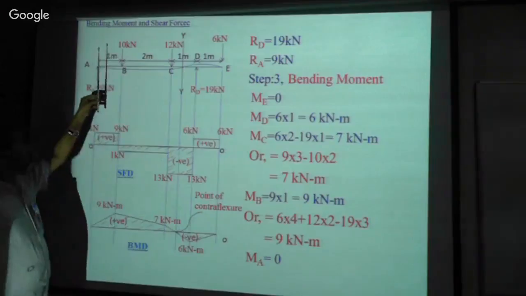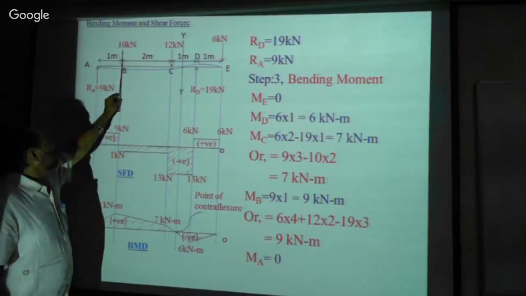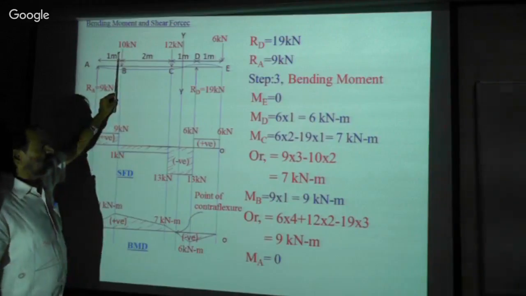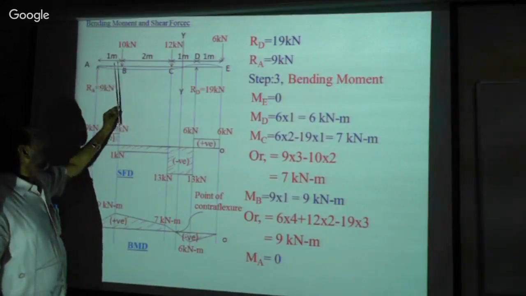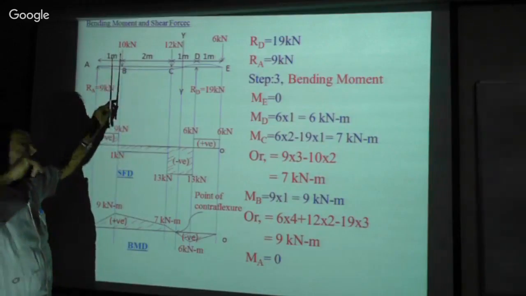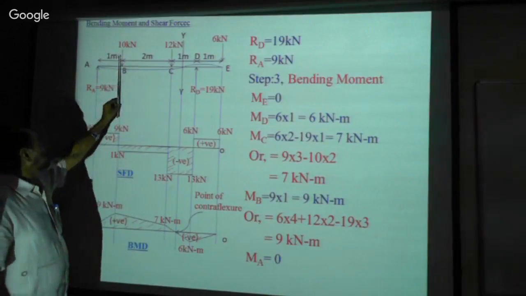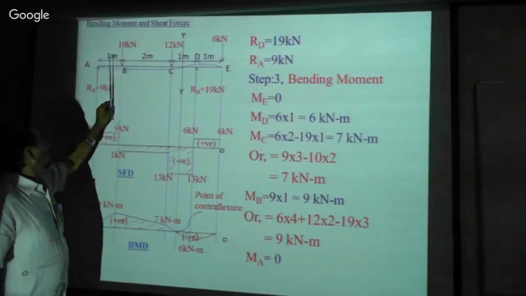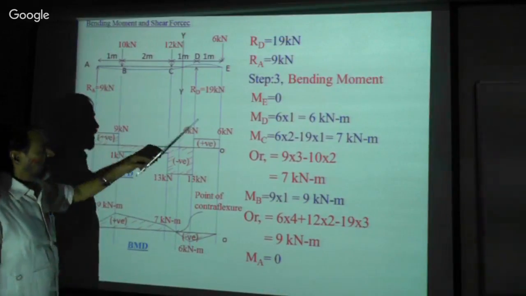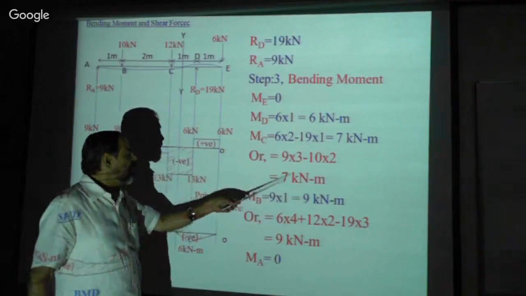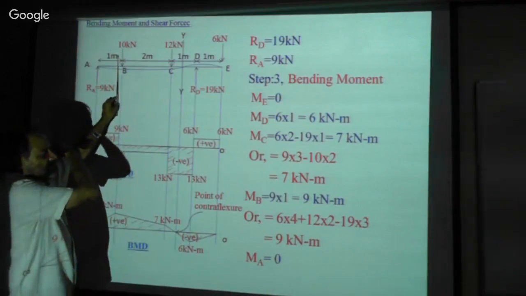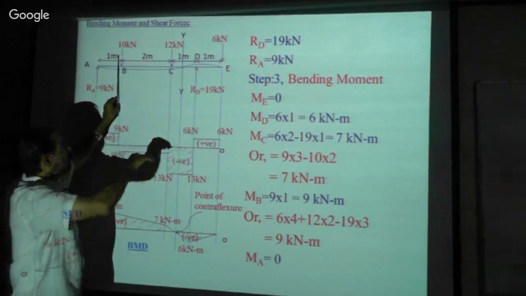Now, similarly, if you calculate the bending moment at this point, at B, very simple. Let us consider the left hand side. We will make it more simple because we will reduce the calculation burden. Therefore, it is 9 into 1 meter. It is 9 kilonewton meter, the bending moment at B, if you consider the left hand section.